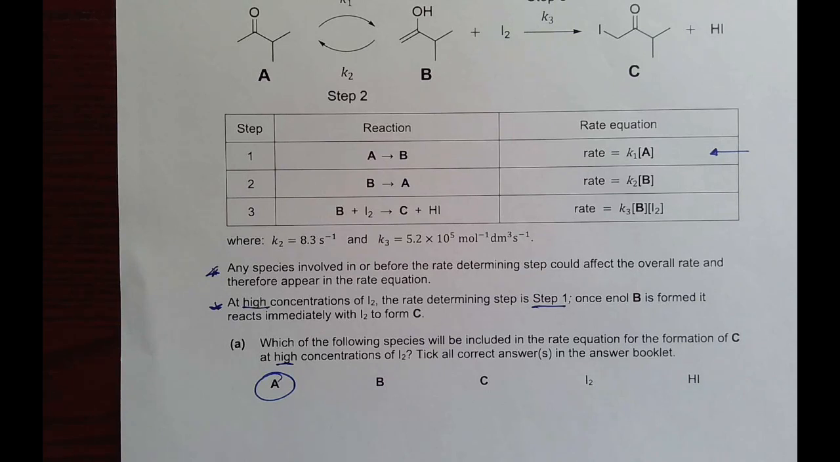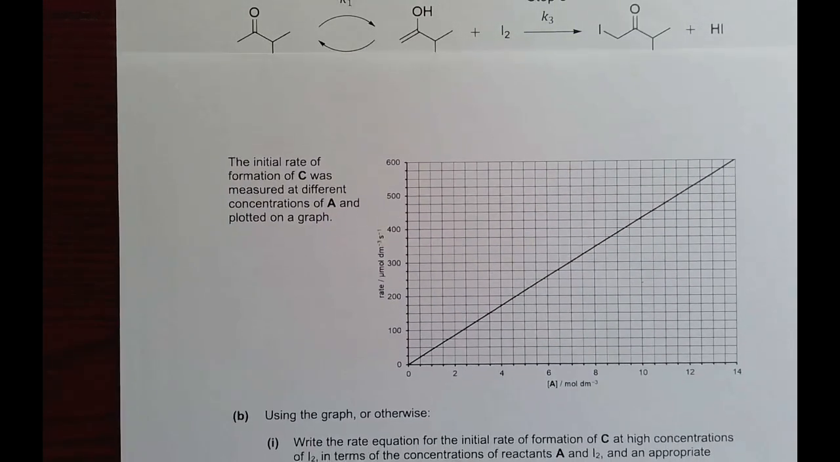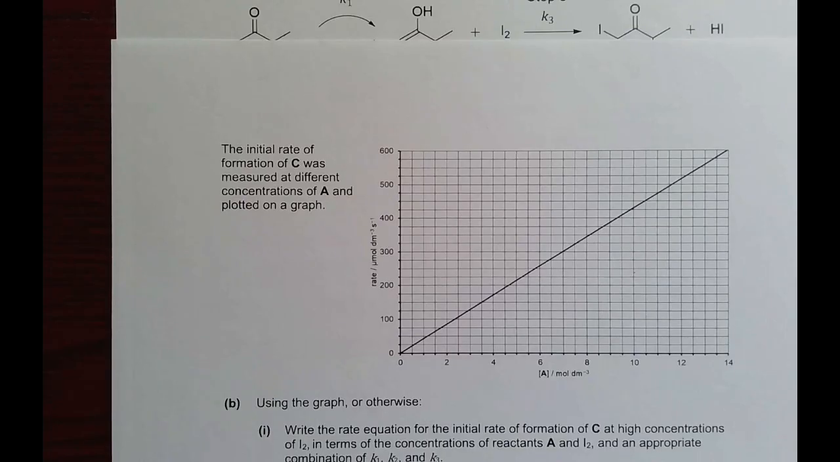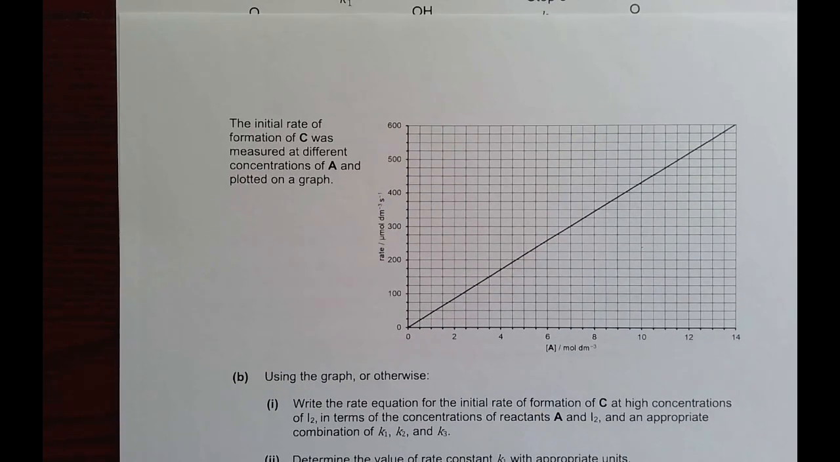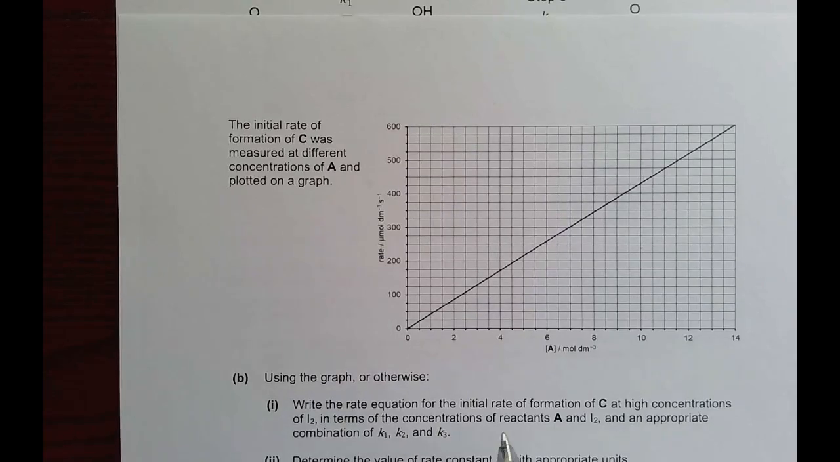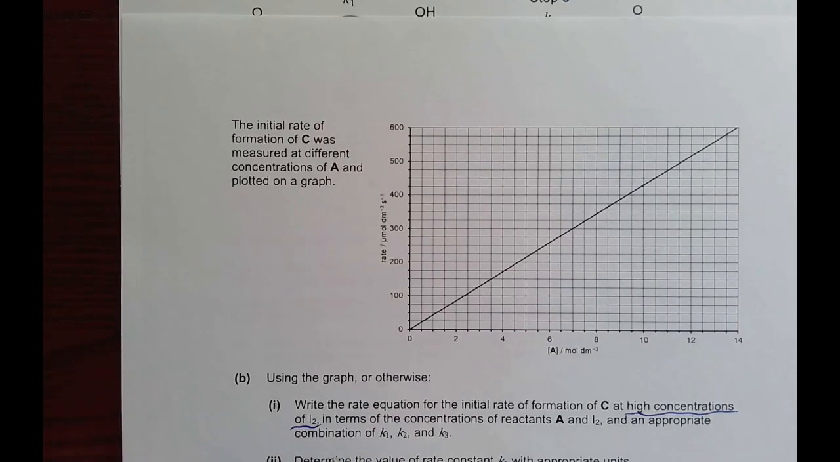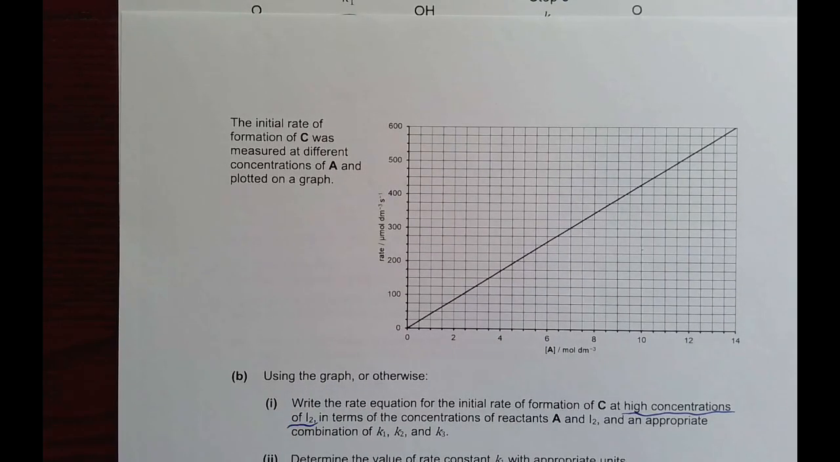Okay, so moving on to the next part of the question, we're given this graph. The initial rate of formation of C was measured at different concentrations of A and plotted on a graph. Using the graph or otherwise, write the rate equation for the initial rate of formation of C at high concentrations of I2 again. So it's that same condition, high concentrations of I2, in terms of the concentrations of A and I2 and an appropriate combination of the rate constants.